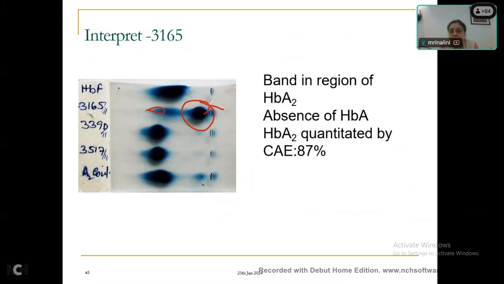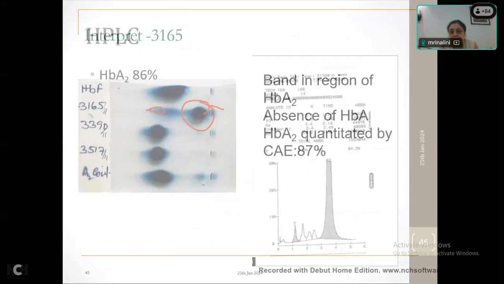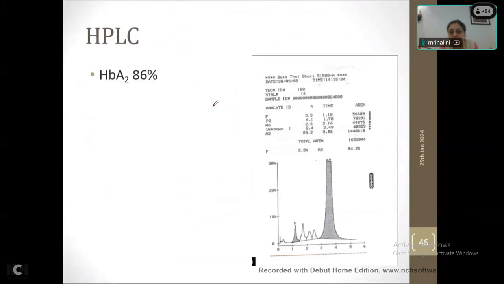So let's look at the HPLC. This is the HPLC and A2 is 84.2%. It is elevated, ma'am. Yes, Weber? It's markedly elevated in HbA2. Yes, markedly. And there is no A. So this is homozygous HbE disease and it is asymptomatic. And the patient has microcytic hypochromic red cells.